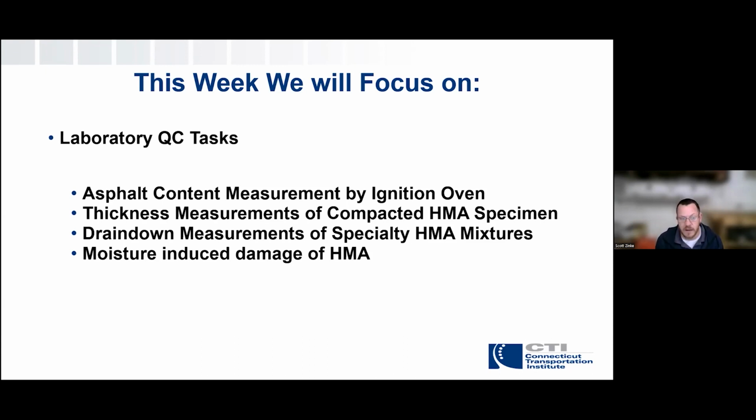And then finally, we're going to look at what's called moisture-induced damage of HMA, where we take a look at the potential for the liquid asphalt to literally strip from the aggregates when it's in place. There's actually a laboratory simulation and test method that we go through to look at that. So these are the different things that we're going to cover today.